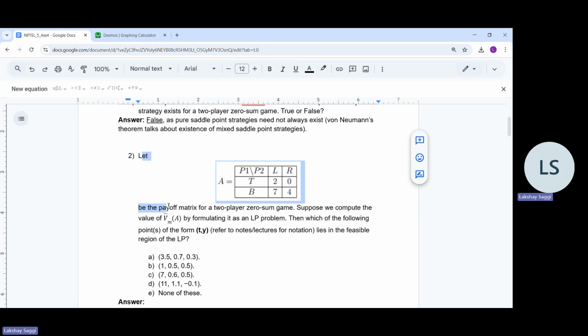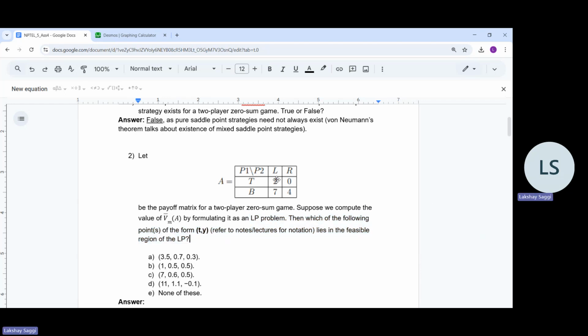The second question states: let the matrix A, which is given to us, be the payoff matrix for a two-player zero-sum game. Suppose we compute the value V_m bar(A) by formulating it as an LP problem. Then which of the following points of the form (t, y) lies in the feasible region of the LP?